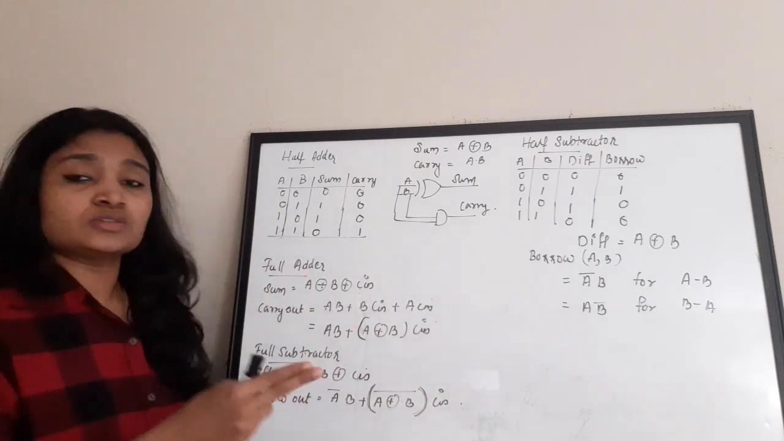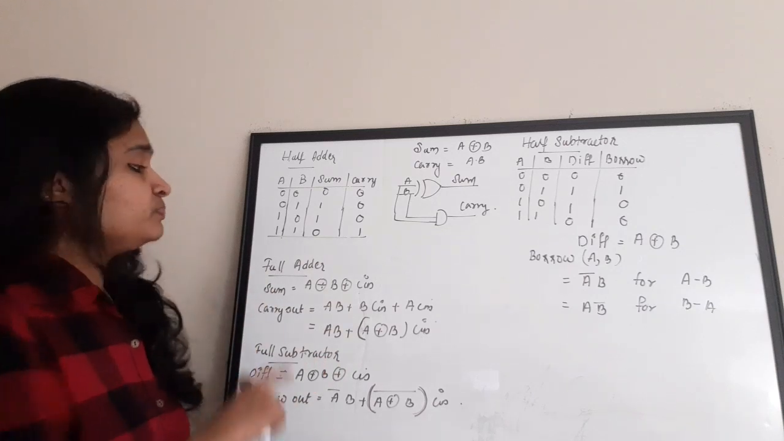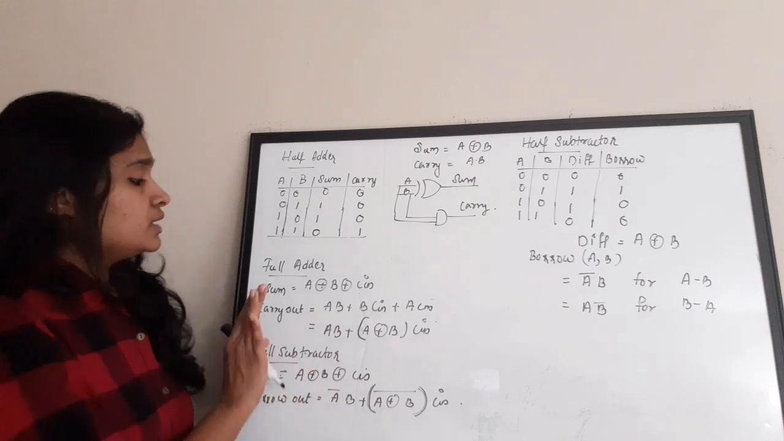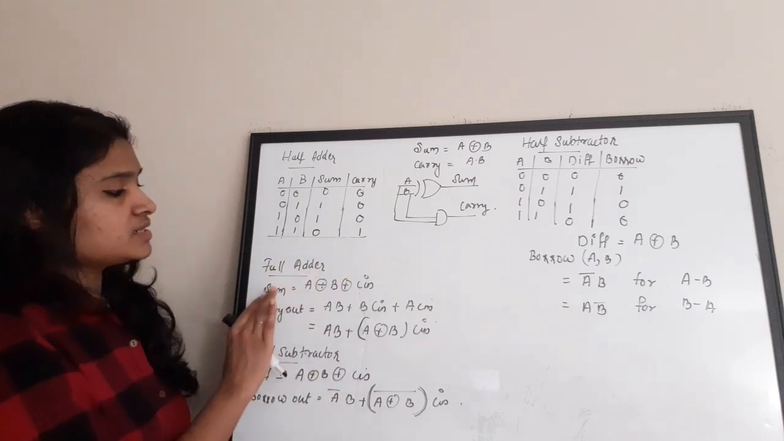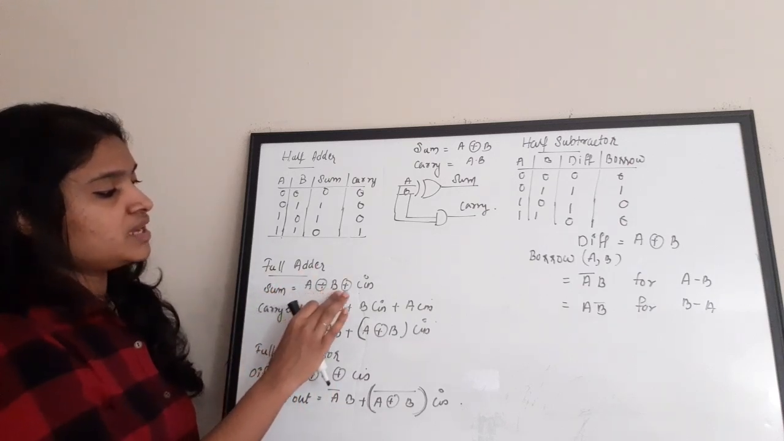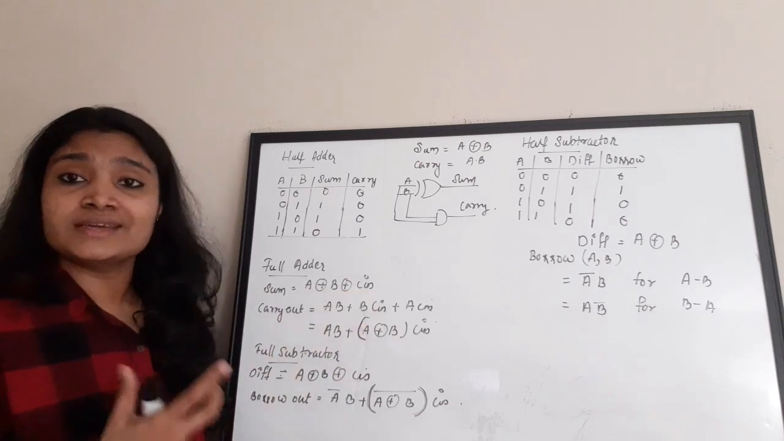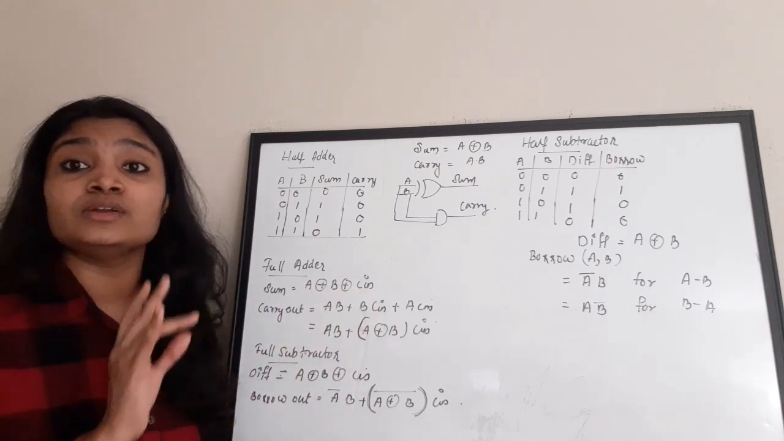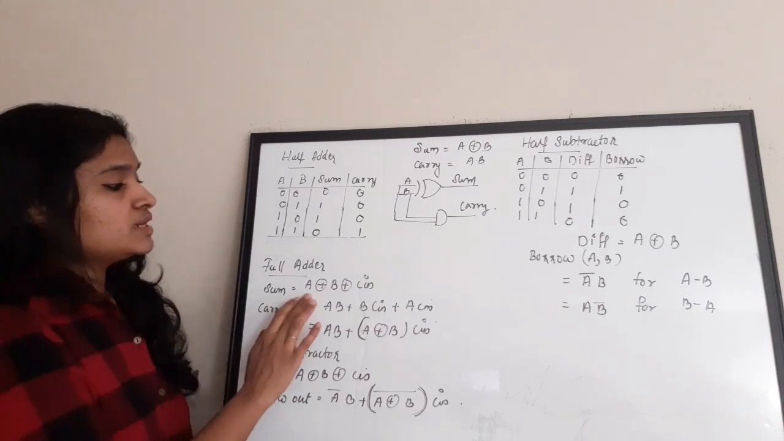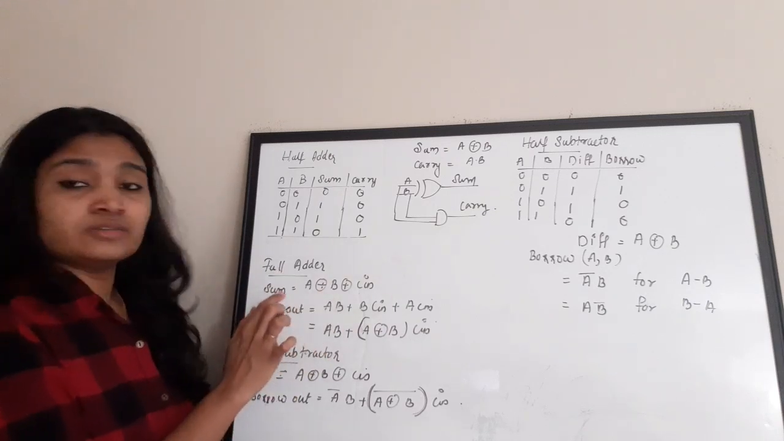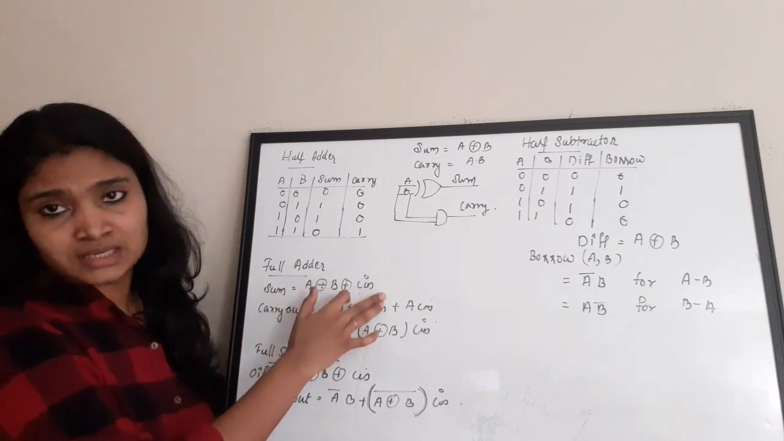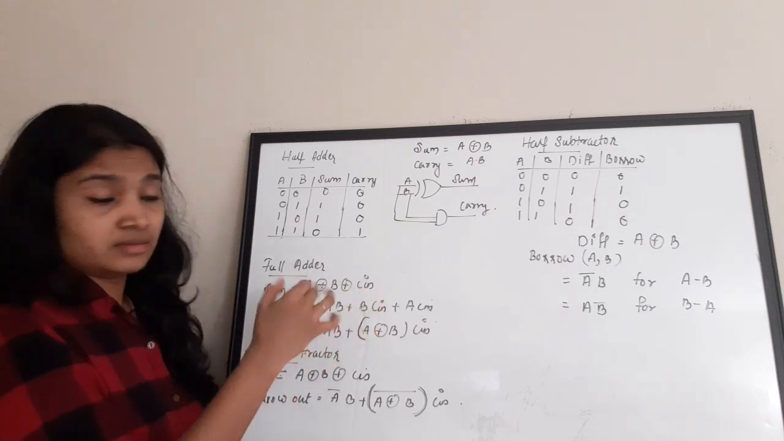Moving on to the equations of full adder and full subtractor. I have written some equations directly because this is also very important. For a full adder, the expression for sum is A XOR B XOR C, where C is the carry in.